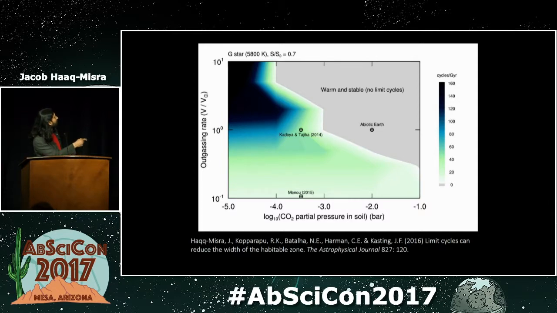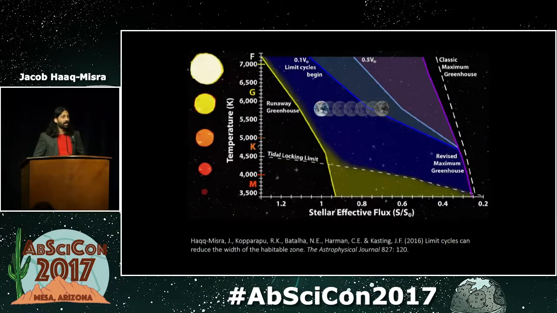And so what we've shown here is the range of parameter space of CO2 partial pressure versus outgassing rate. In this shaded region, you would expect limit cycles, whereas in this gray region, you would not expect limit cycles. This is just illustrated for a G star for an early Earth case. Really, the point of this plot is that these two things are not well constrained for exoplanets. We have a good idea of these values for Earth today, but they're not easily constrained with observations, and I think we need to think more about what we would expect outgassing and soil CO2 to be on exoplanets.